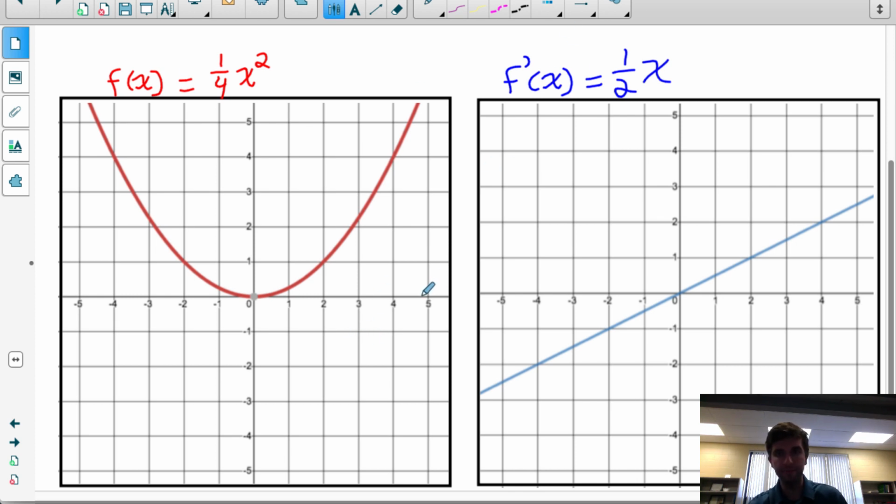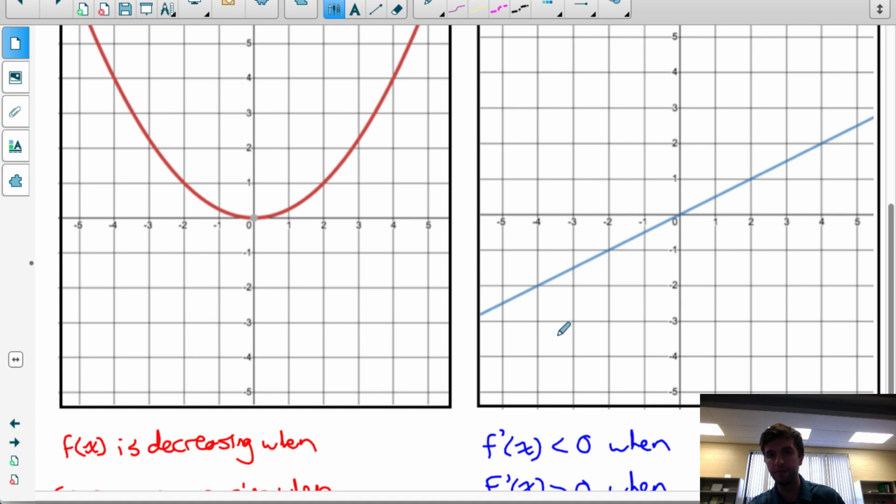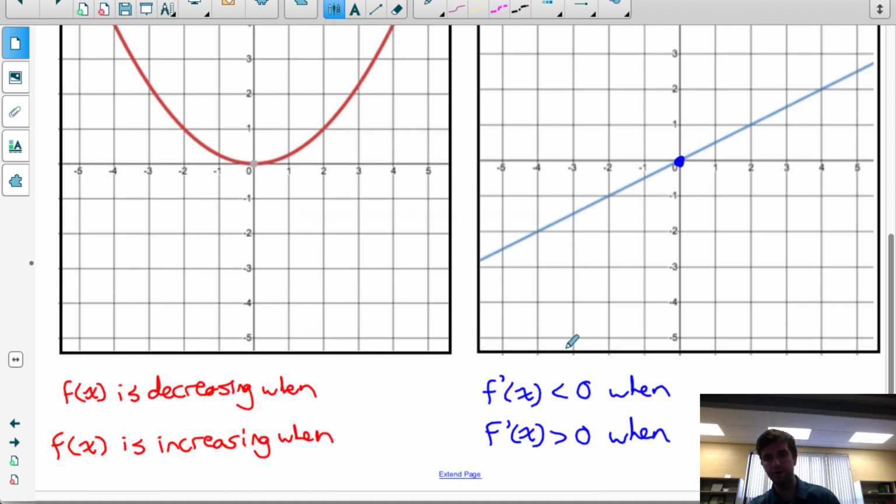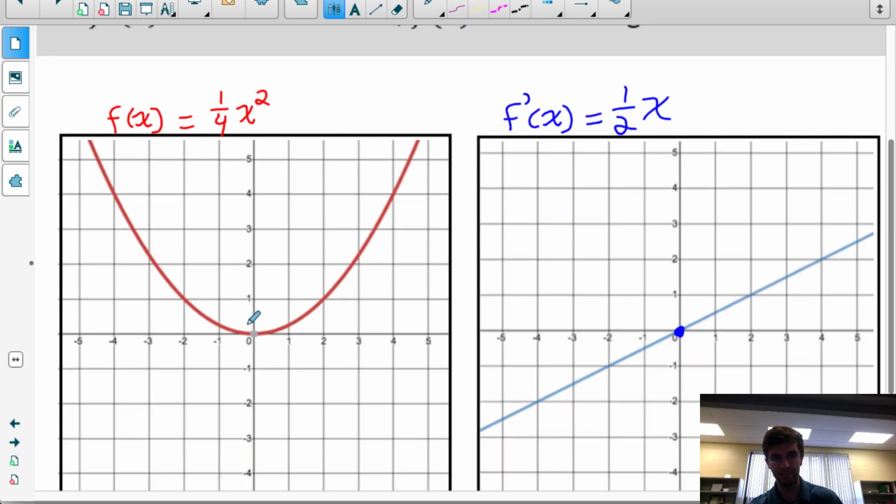Where is f prime of x negative? Let's take a look. f prime of x is 0 right here, and it's negative for any x value less than that. So f prime of x is less than 0 when x is less than 0. If I look over at the graph of f of x, what would I expect to see over that same interval? When x is less than 0, what do I notice about this function? This function is decreasing until we get to 0. And by decreasing, I mean as x is increasing, y is decreasing.